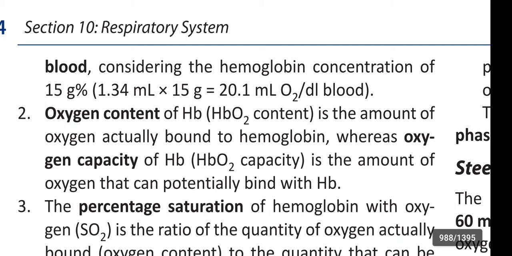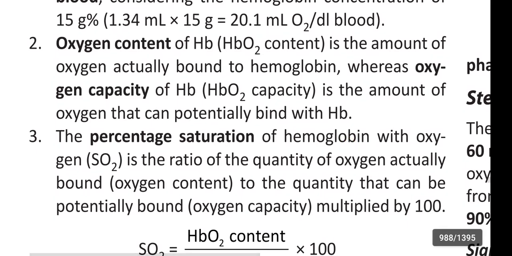Next, the oxygen content of hemoglobin is the amount of oxygen actually bound to hemoglobin, whereas the oxygen capacity of hemoglobin is the amount of oxygen that can potentially bind with hemoglobin. Clear guys, the difference between the two?